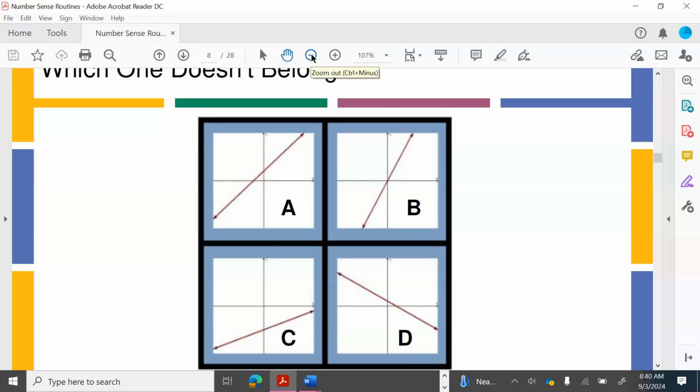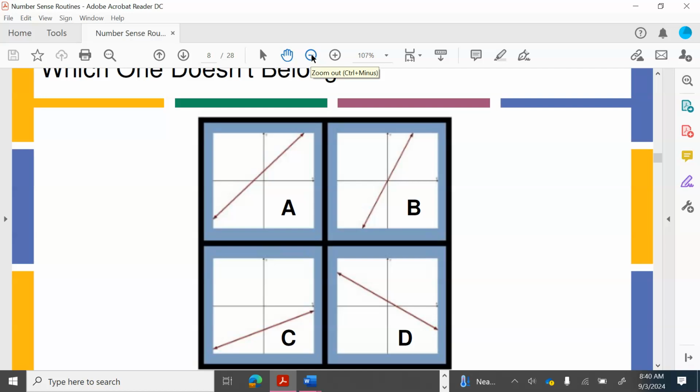Okay. Anyone else? Ellie? B, because it's the only one that goes straight through the middle. Okay. So all the other ones go through different points, but this is the only one that goes through the origin, the middle. Was anyone else thinking that?